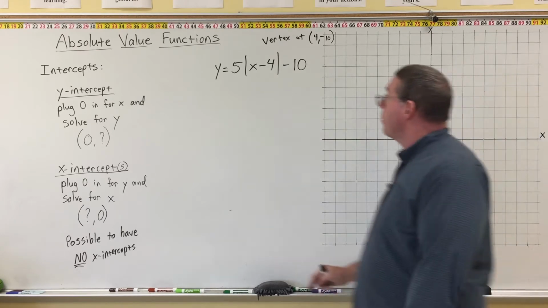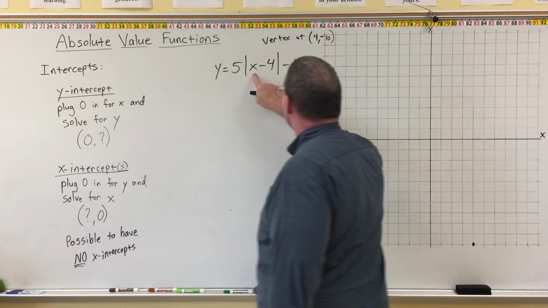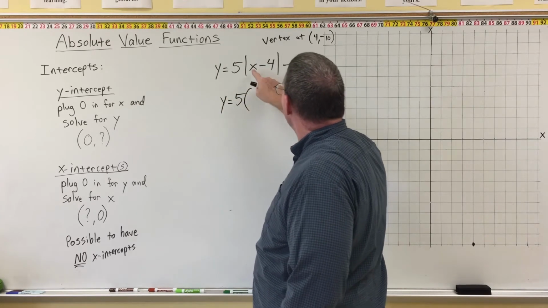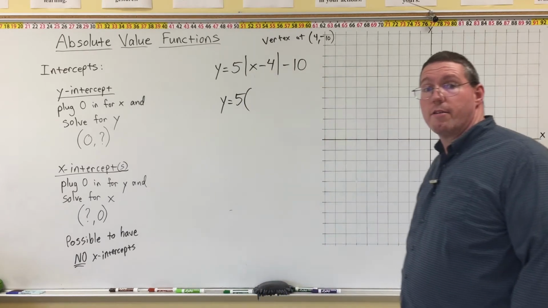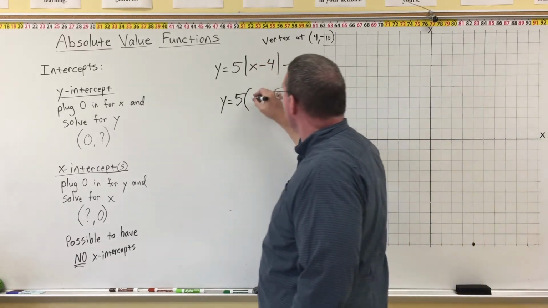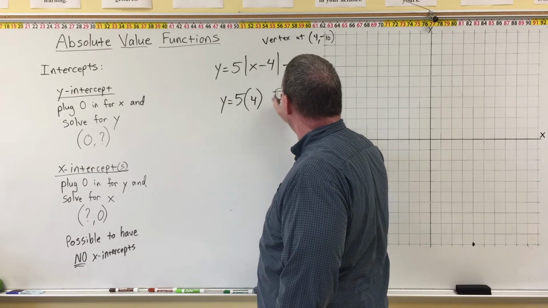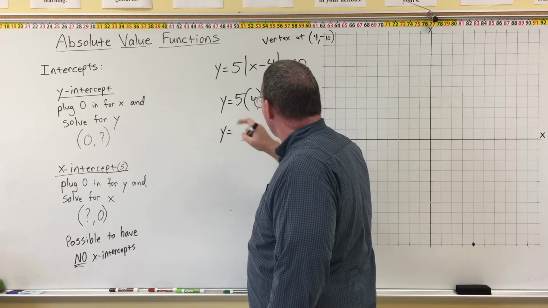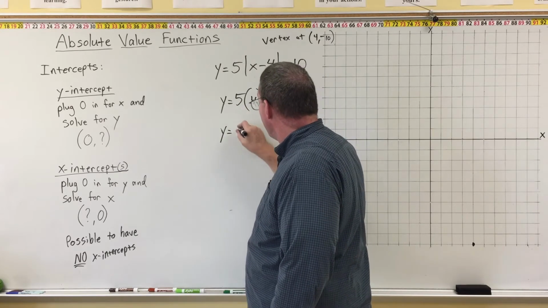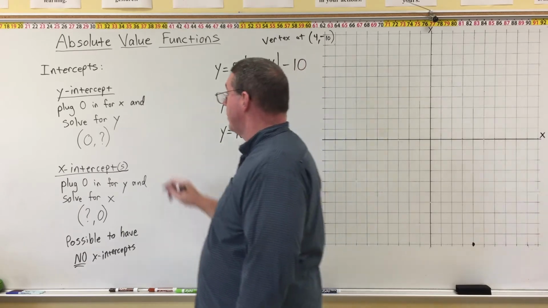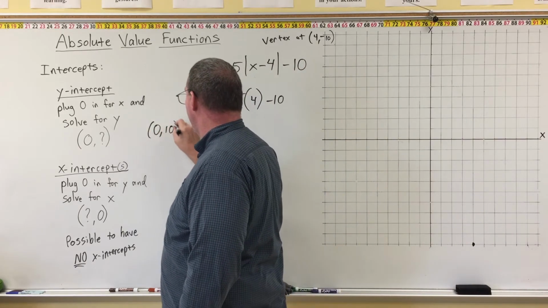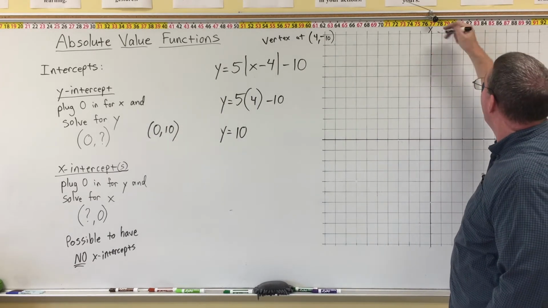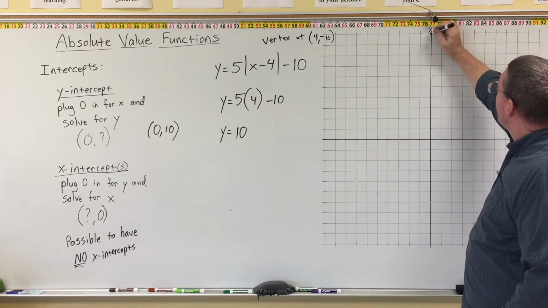Okay, and now we're going to identify the y-intercept. So we're going to put a 0 in for x. y is equal to 5 times 0 minus 4 is negative 4, but the absolute value of negative 4 is positive 4. 5 times 4 and then minus 10. So y is equal to 5 times 4 is 20. 20 minus 10 is positive 10. So the y-intercept is at 10. So that'll be 0, comma 10. So we can go to 0, 1, 2, 3, 4, 5, 6, 7, 8, 9, 10. There's the y-intercept. All right.